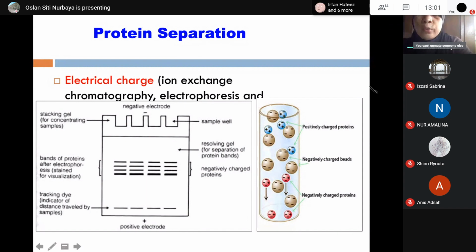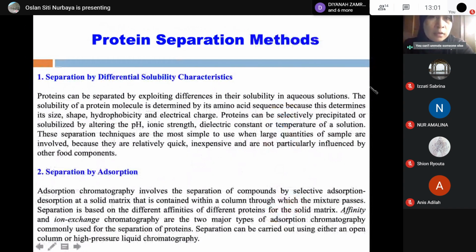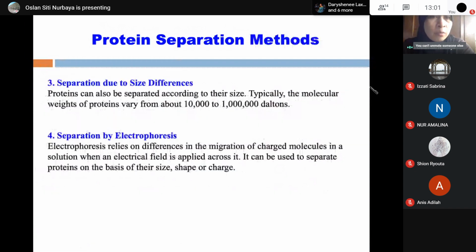Another one is based on IEX. Now we have the negatively charged bead. The positive and negatively charged protein with a charge similar to the bead will be eluted faster. So this is separation based on molecular weight, from 10 kilodalton to 10,000 kilodalton.